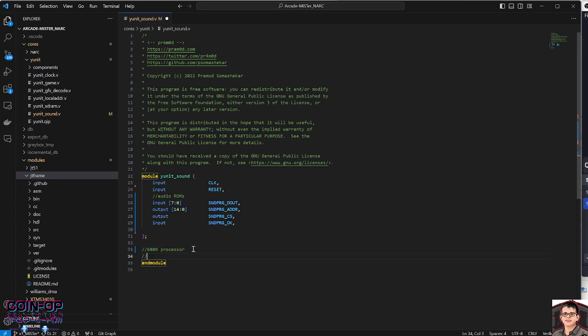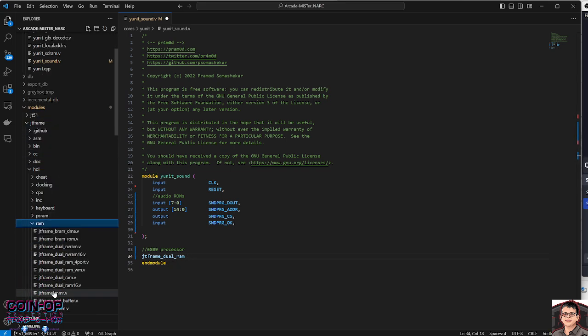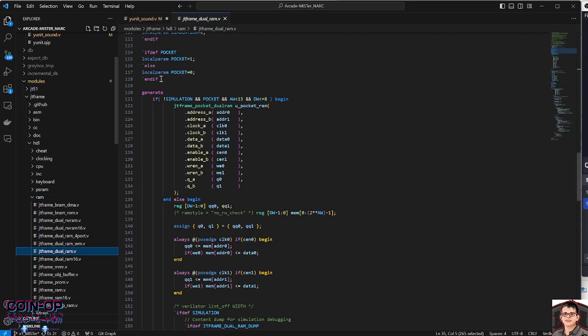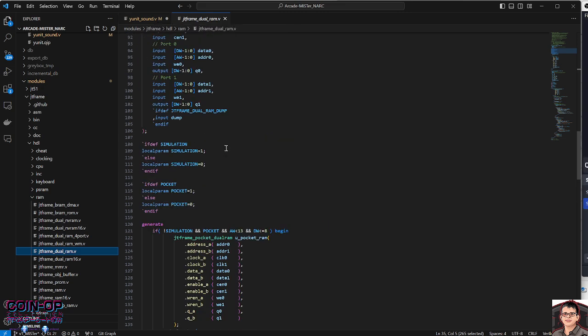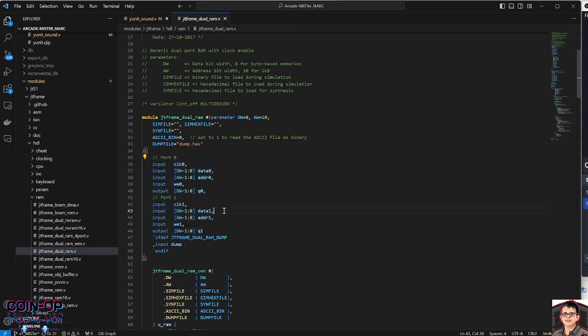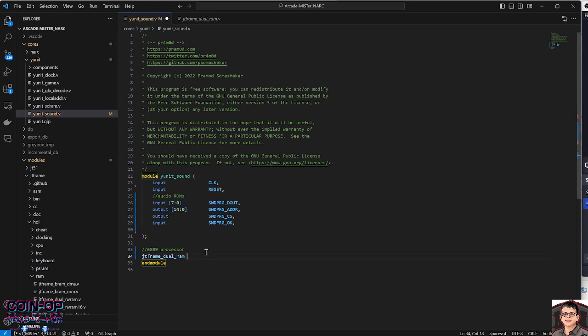We're going to add some SRAM here. JT frame dual RAM. I'll just show you what the syntax for that is. So JT frame dual RAM, which is right here. This is what the signals look like.